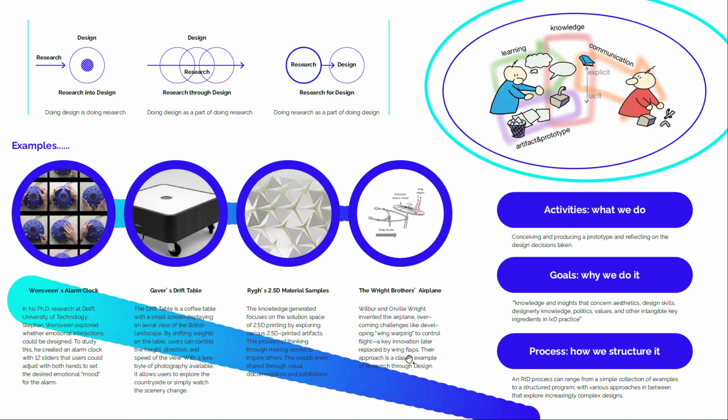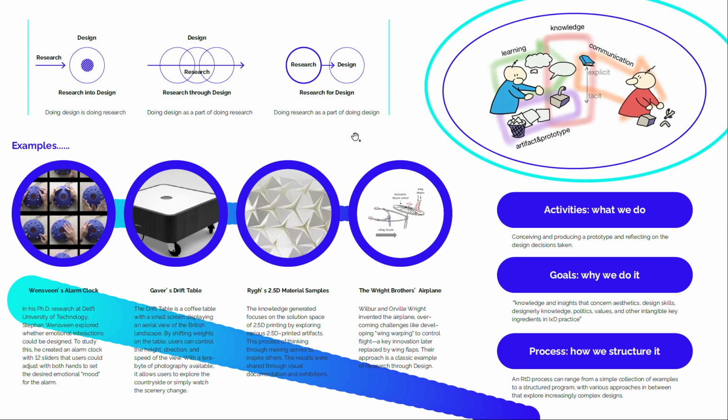And on the next page, we see three small pictures. Research into design means doing design is doing research. The second one is research through design, which means doing design as a part of doing research. And the third one, research for design, means doing research as a part of doing design.